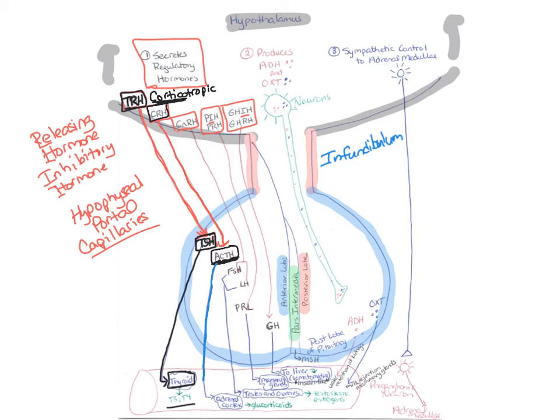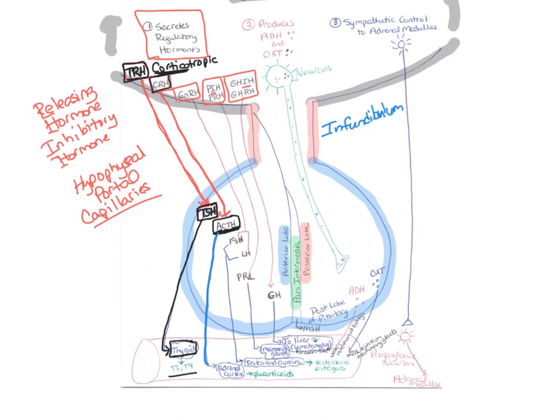So the CRH from the hypothalamus causes ACTH to be released from the anterior lobe of the pituitary. ACTH then leaves and enters into the blood. Okay, now it's in the blood and it'll travel to the adrenal cortex because that's its target. Then it'll cause the adrenal cortex to release glucocorticoids.